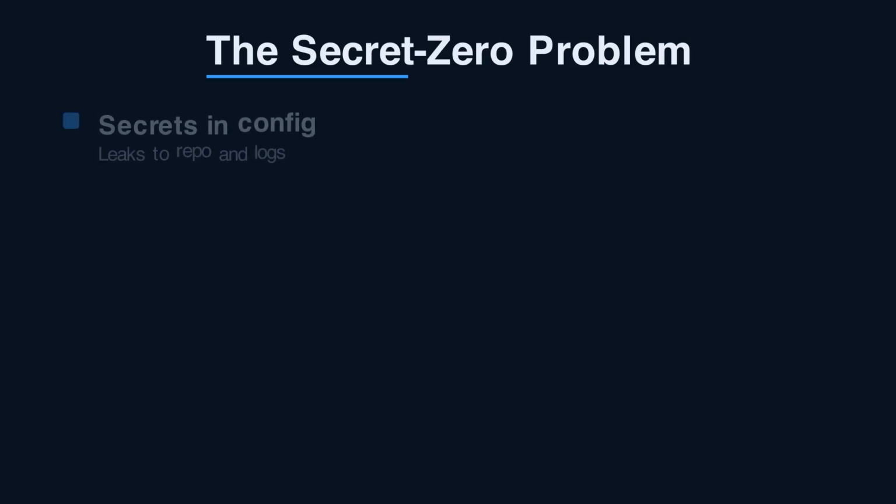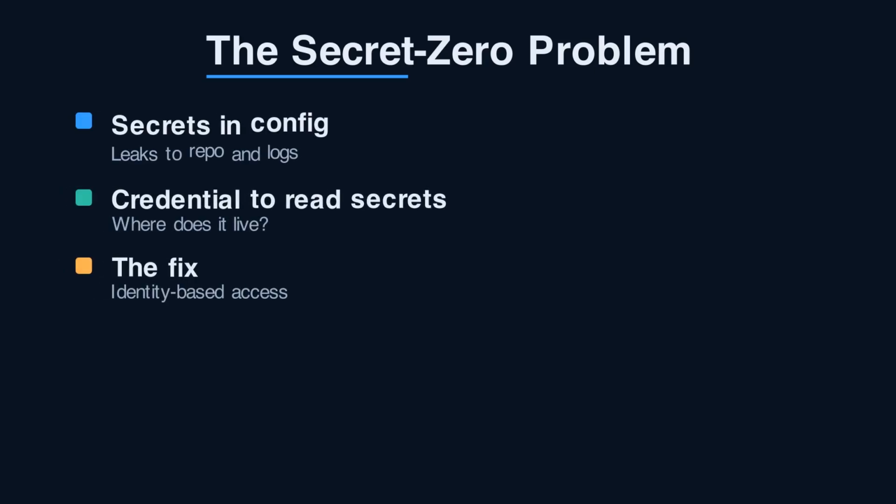Every app needs secrets: database connection strings, API keys, signing certificates. The naive answer is to drop them in an environment variable or an app settings blob. But that just moves the problem. Now your secret lives in source control, in your CI pipeline logs, and in 3 engineers' laptops. This is the secret zero problem. To read a secret, you need a credential, but where do you store that credential?